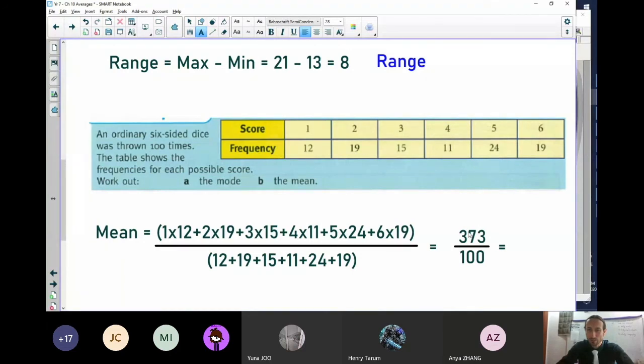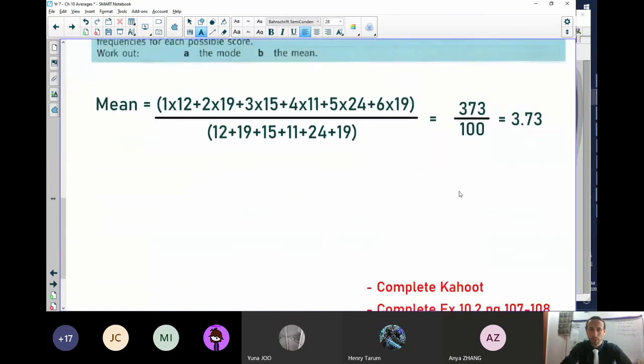So the answer is going to be 3.7. Oops, what have I done? 3.73 is our mean or our average for this lot of data. Okay, so we've figured out the mean.